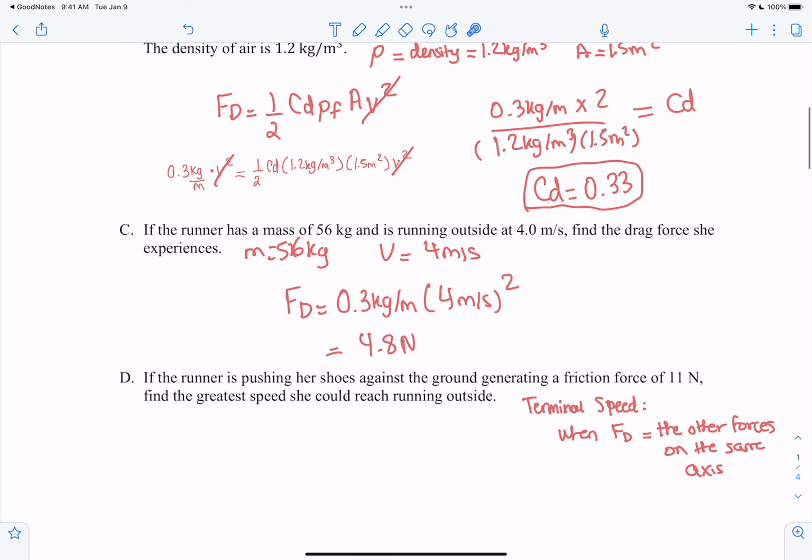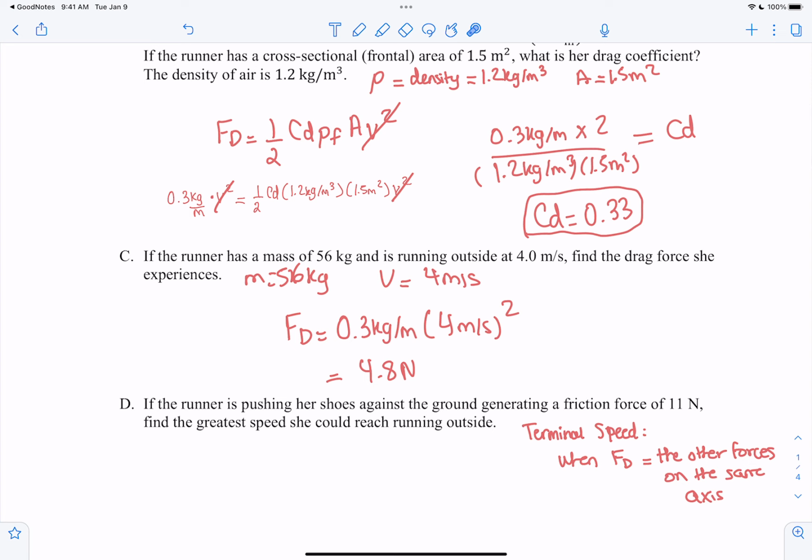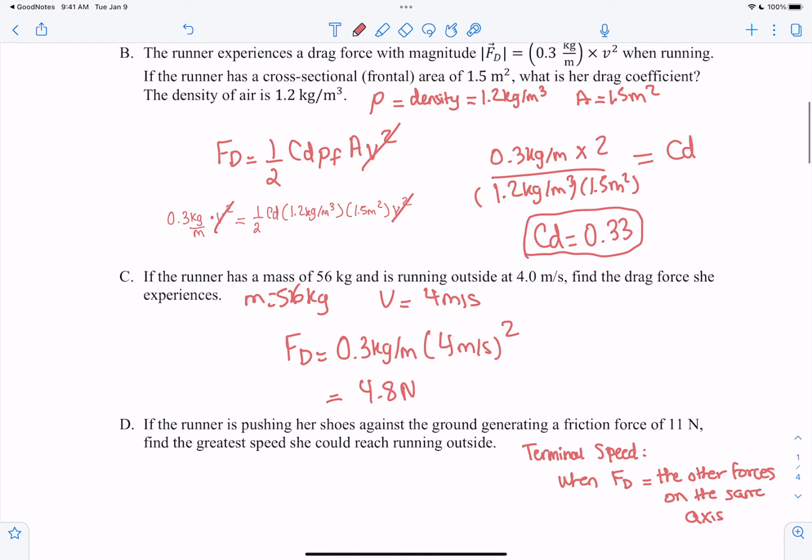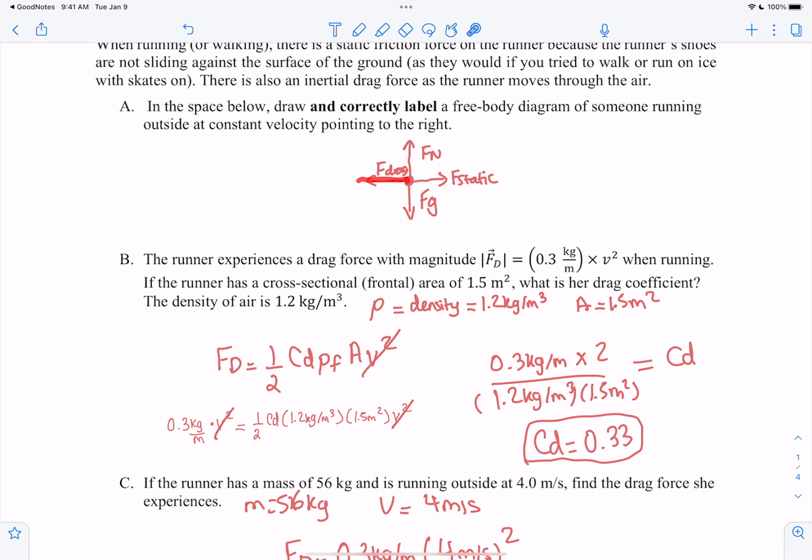So in that case, like I said, the magnitude of terminal velocity is your terminal speed. Terminal speed is when your drag force equals the other forces on the same axis. So if we are talking about the drag force pointing in the x-axis, then we're interested in static friction.